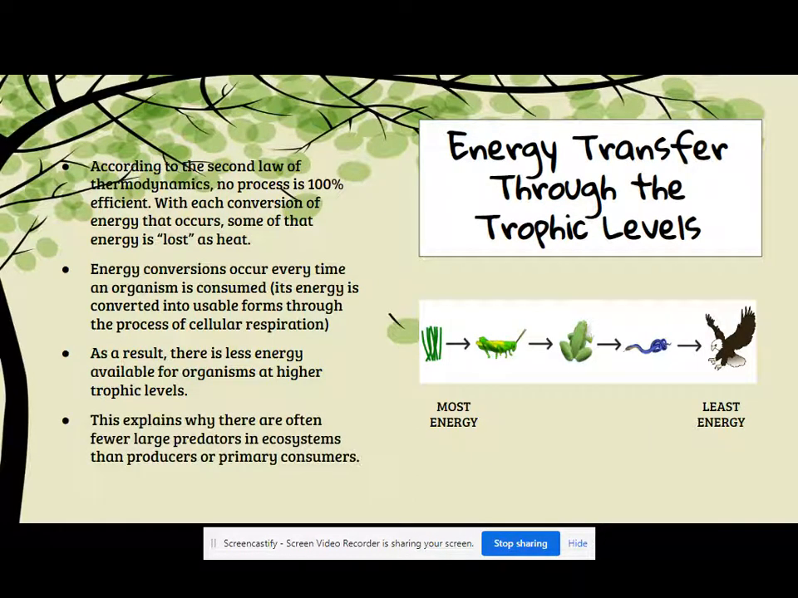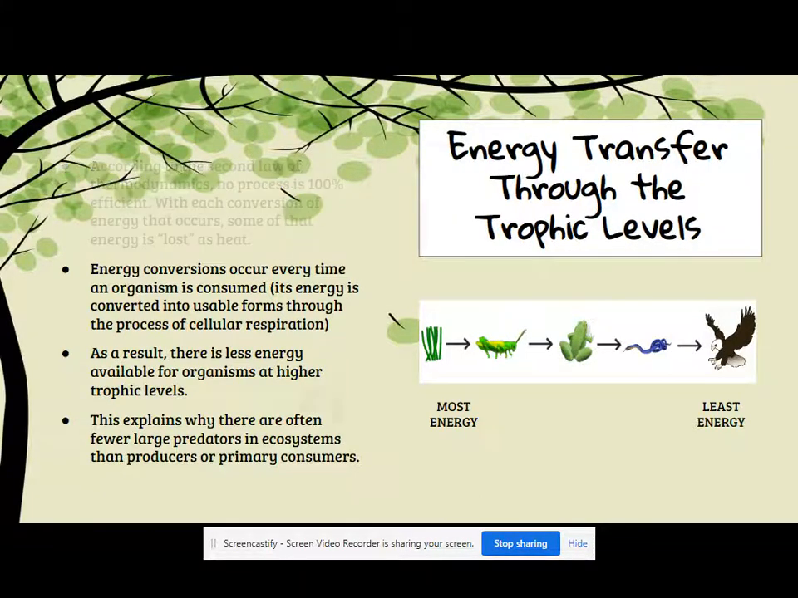And that's what this says. There's fewer large predators than producers, right? There's only so many bears. I mean, I would love to live in a world where there was 100,000 bears everywhere. It would make my life very exciting and dangerous. But there's only a couple hundred in certain places in Alberta.